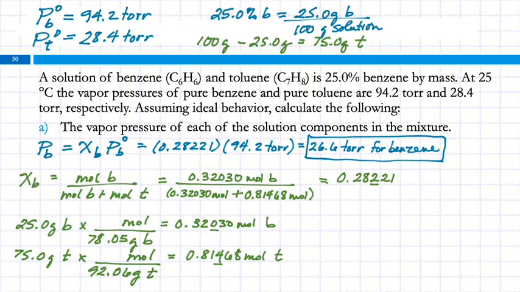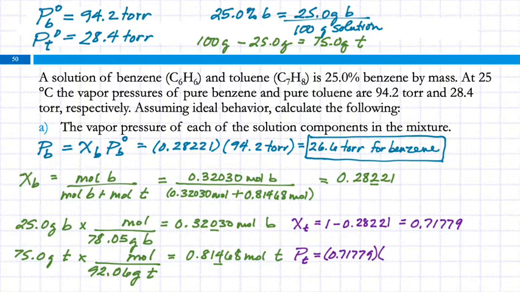Now, the good news is we don't have to do all of that over again for toluene. I have two components, right? This is the mole fraction of one of them. The mole fractions have to add up to one. So the mole fraction for toluene is going to equal 1 minus the mole fraction of benzene, if I can copy it down correctly. So then the vapor pressure of toluene is going to equal its mole fraction times the vapor pressure of pure toluene.